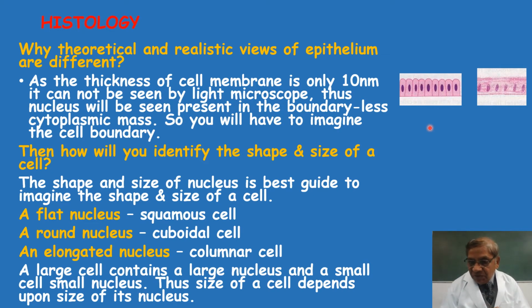What is the cytoplasmic mass? It is the cell, which takes a stain with the eosin color, and in this boundaryless cytoplasmic mass, the nucleus is present. So you will have to imagine the cell boundary. That means when you are seeing the slide under the microscope, no cell boundary will be seen because the cell membrane is not seen in the light microscope. So all the time you will have to imagine the cell membrane and the nuclear membrane because they are so thin, and only seen in the electron microscope.